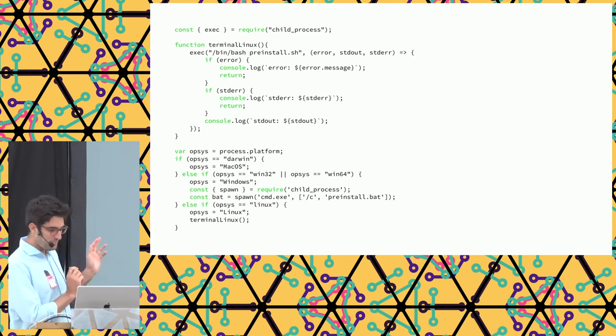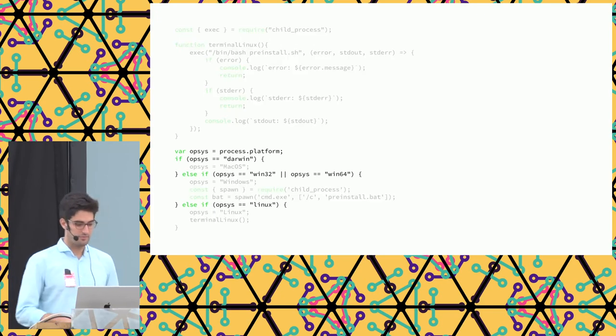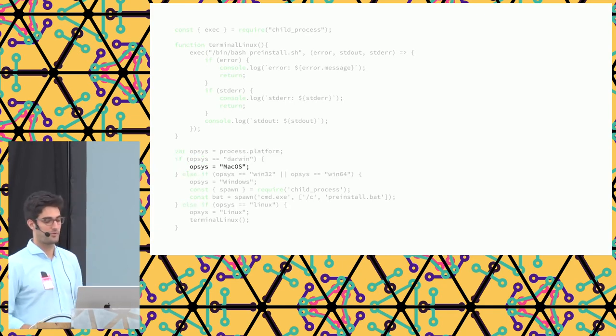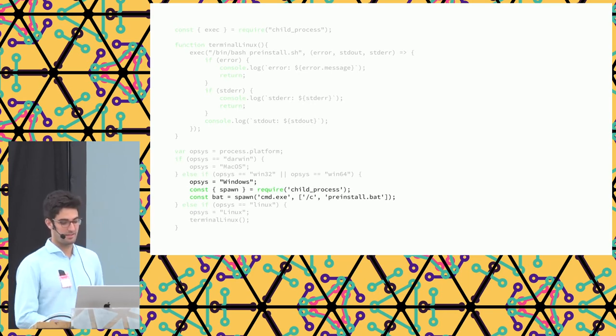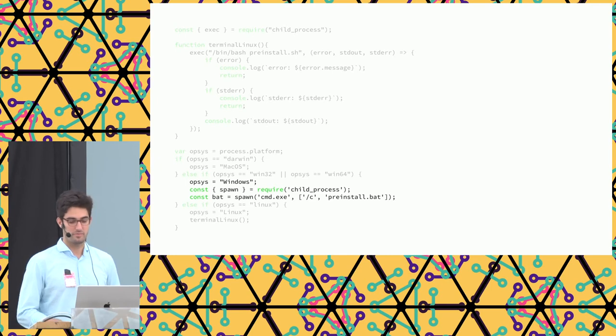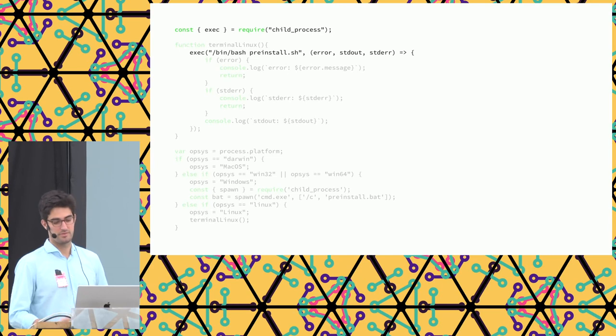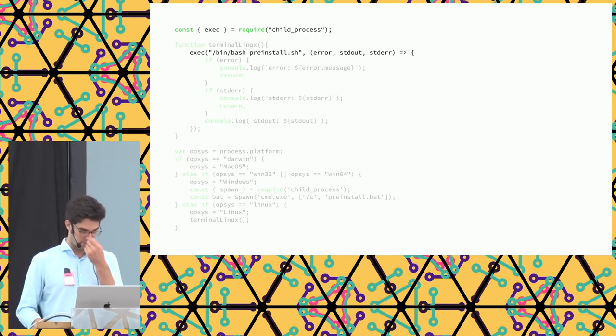Cool. So what we have here is the file that runs, and the most important piece of it is that it does different things on each platform. The first if statement is for the Mac, and really it does nothing other than set this variable. So Mac users are fortunate, they didn't bother making an attack for them. Now on Windows, it spawns the command prompt and runs this bat file. And on Linux, it calls this function here, which ends up spawning bash to run preinstall.sh. So let's open up preinstall.sh and see what's in there.